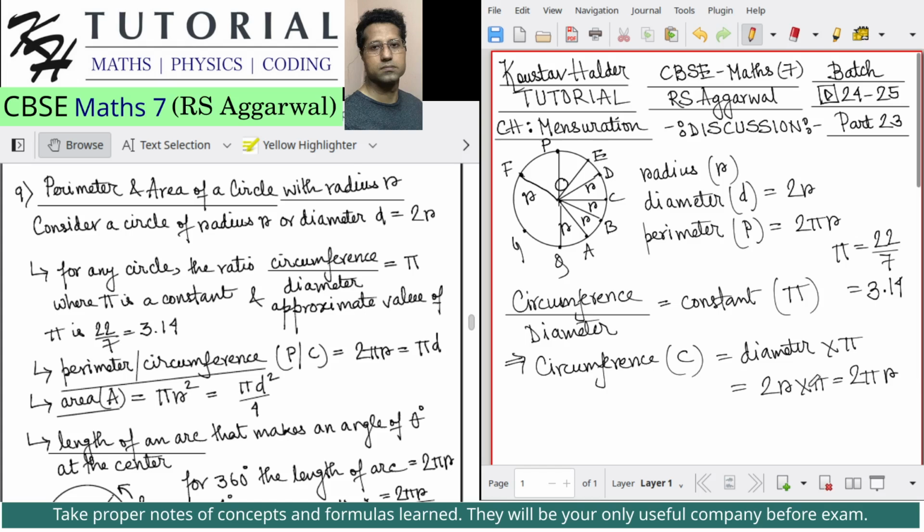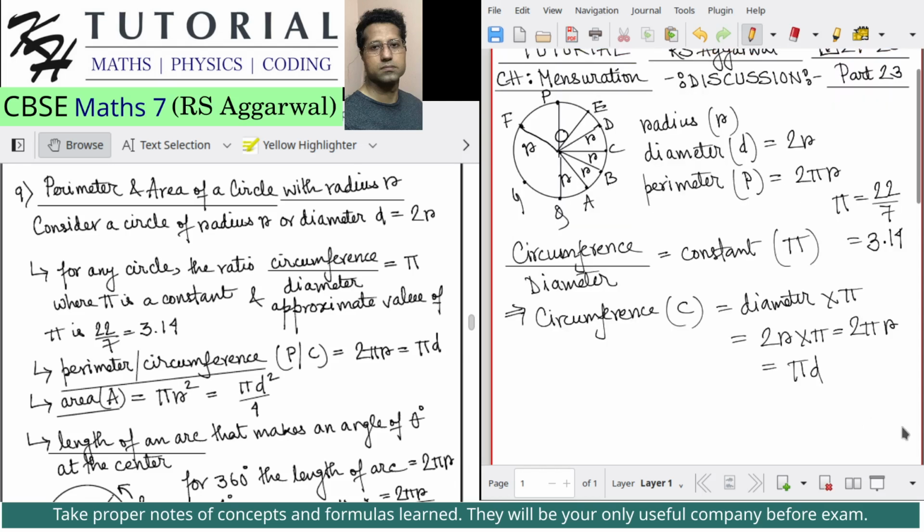Okay, or this is equal to pi d, because twice r is equal to d. So this is equal to pi d, where d is the diameter of the circle. Okay, now what is the area? Area of a circle of radius r is equal to pi r square.